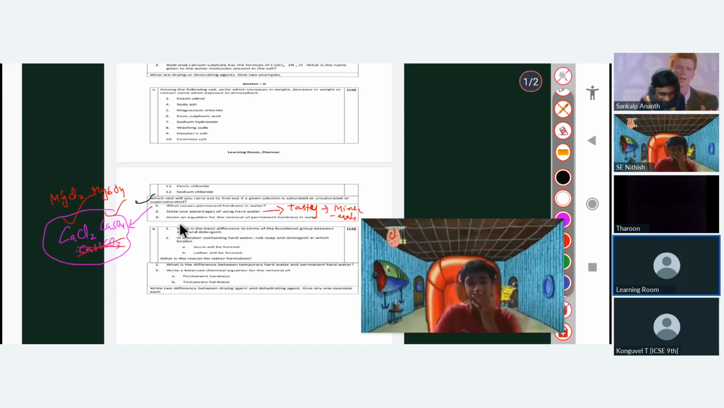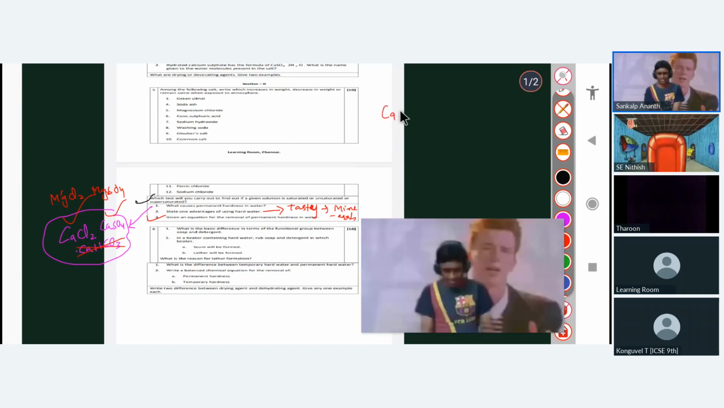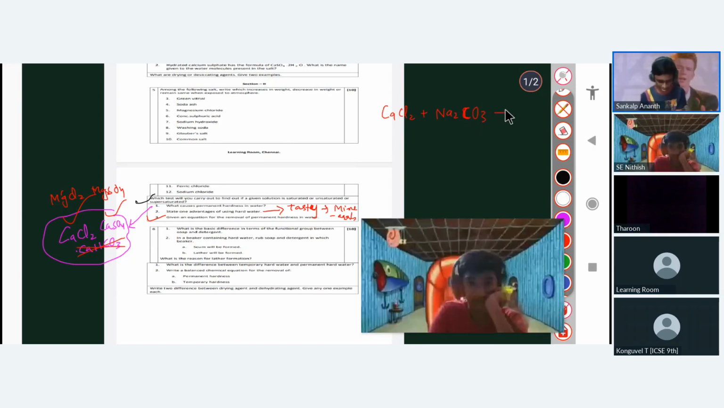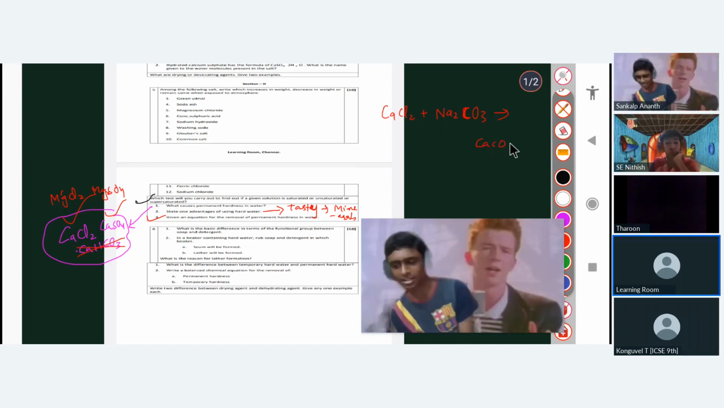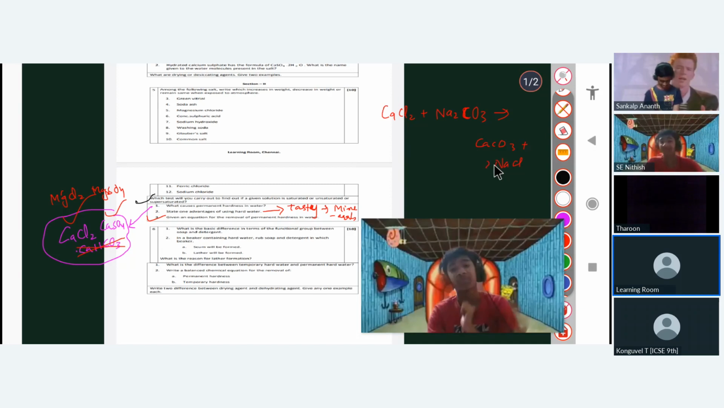Give one equation for the removal of permanent hardness. Calcium sulfate or magnesium chloride plus Na2CO3 gives Na2SO4 or 2NaCl plus CaCO3 or MgCO3. So simply you are treating it with washing soda, right? I have to balance it, it's 2 NaCl.